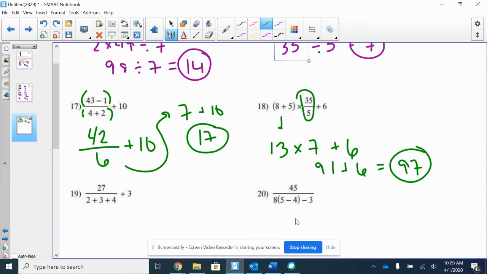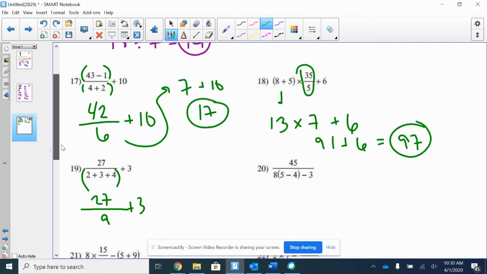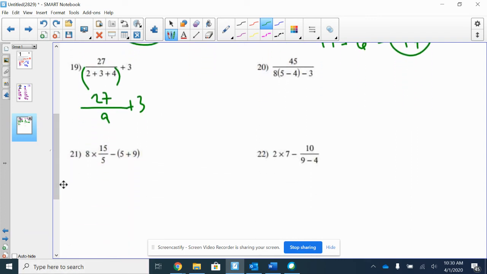Next, we have 27 divided by 2 plus 3 plus 4, that whole thing plus 3. So again, just like we did on number 17, it's almost like we want to solve this first. So I'm just going to bring my 27 down. And then 2 plus 3 is 5, plus 4 is 9. And add that to 3. So 27 divided by 9 is 3. 3 plus 3 is 6.